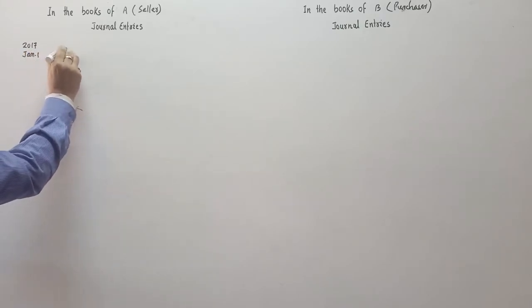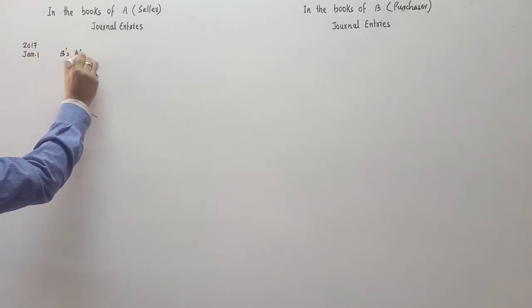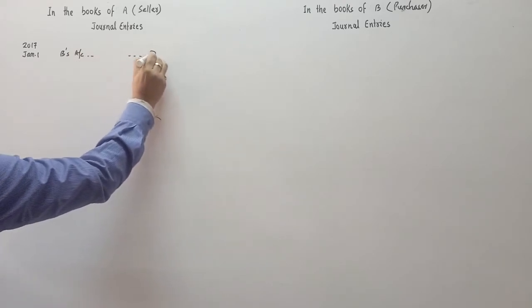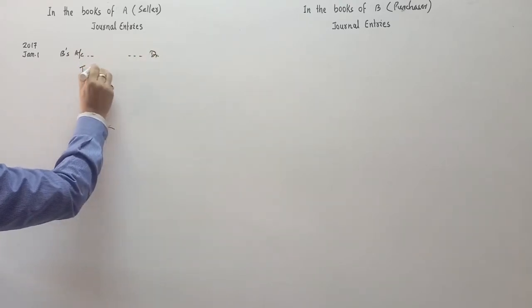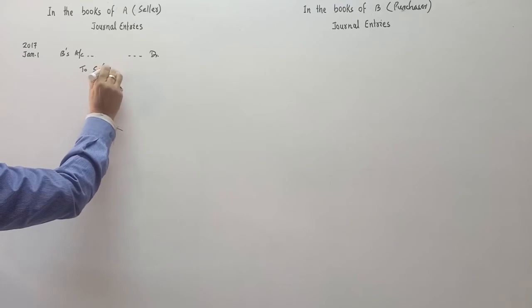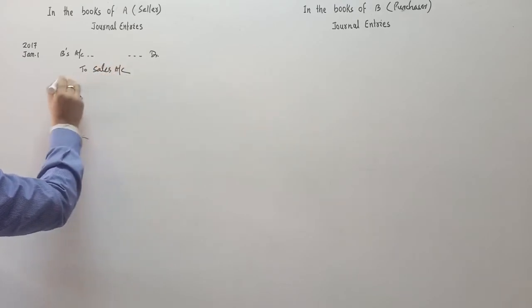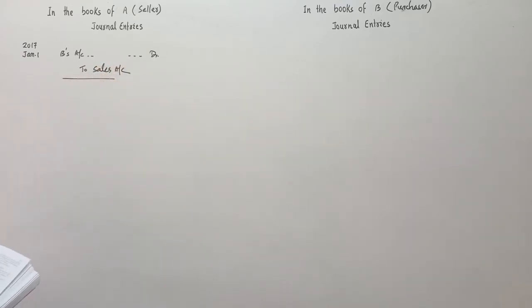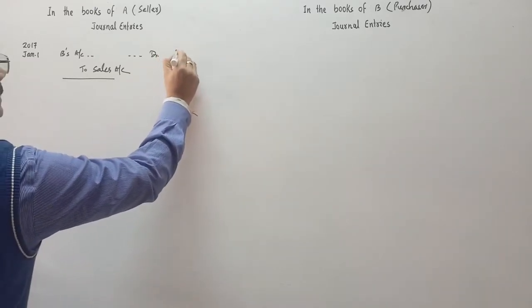So B's account debit to sales account. This is the first entry in the books of A. Being goods sold on credit. Narration will be being goods sold on credit. So the amount is 30,000.